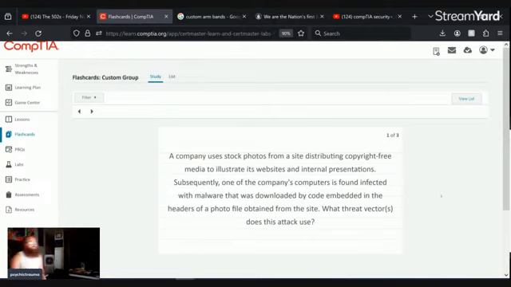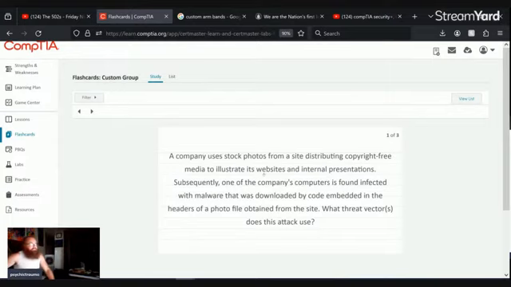A company uses stock photos from a site distributing copyright-free media to illustrate its website and internal presentations. Subsequently, one of the company's computers is found infected with malware that was downloaded by code embedded in the headers of a photo file obtained from the site. What threat vectors does this attack use?